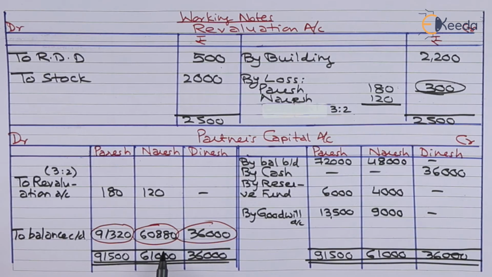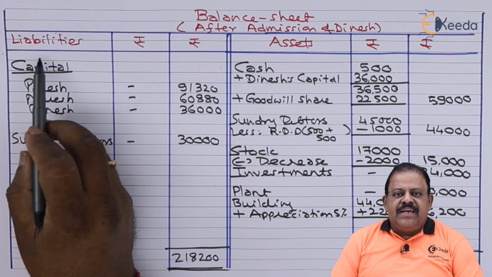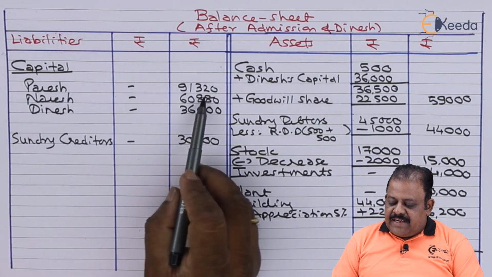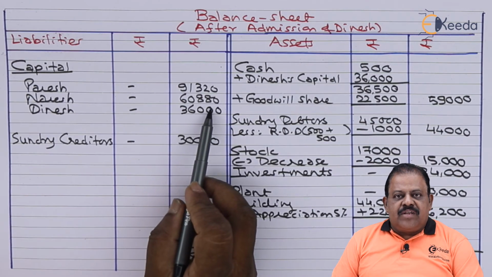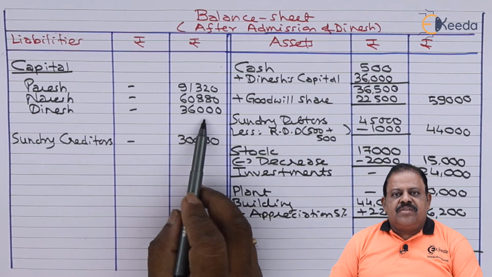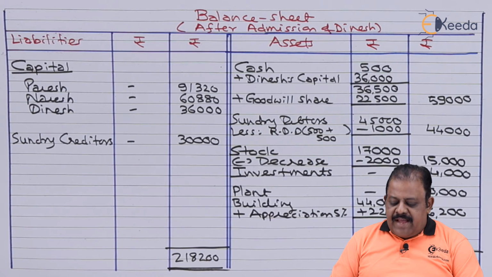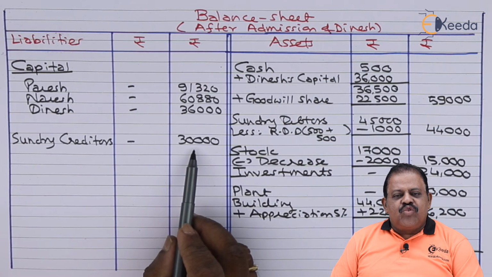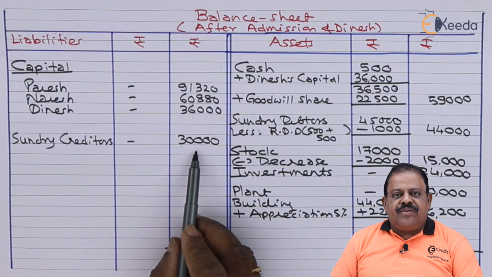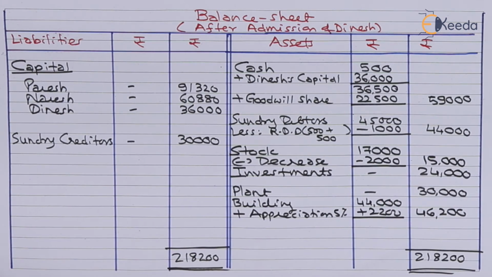These balances are transferred to the liability side of new balance sheet. Balance sheet liability side, capital of Paresh 91,320, Naresh 60,880, Dinesh 36,000. In old balance sheet we have creditors 30,000. There is no change. Same value is transferred over here. Now we have closed balance sheet. Asset side total we got 2,18,200. Liability side also we got same total 2,18,200, which means our new balance sheet is tally.